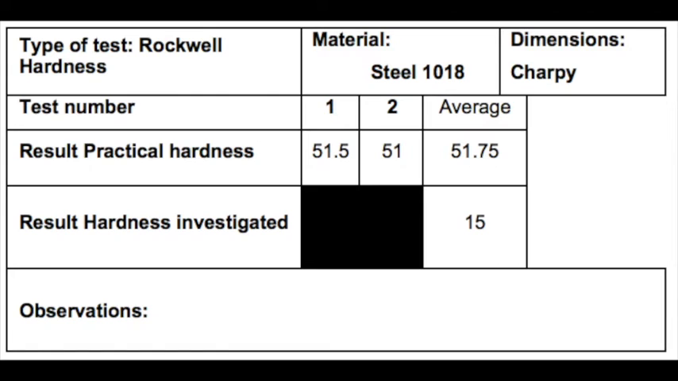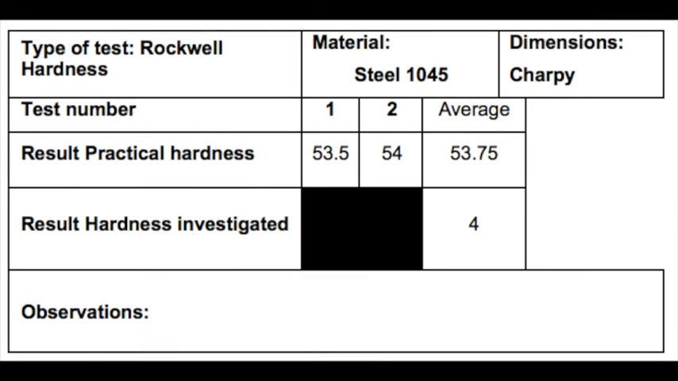Now as for the Rockwell hardness results, for the steel 1018, I got an average hardness of 51.75 and the investigated hardness is 15. Now for steel 1045, I got an average hardness of 53.75 and investigated hardness of 4.